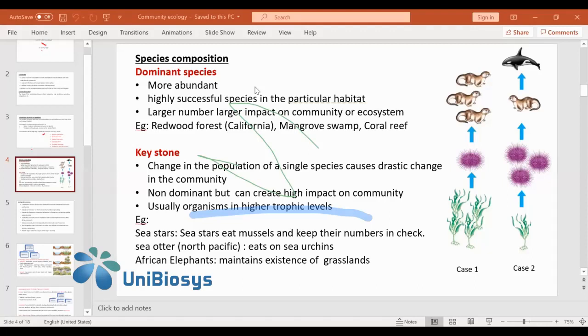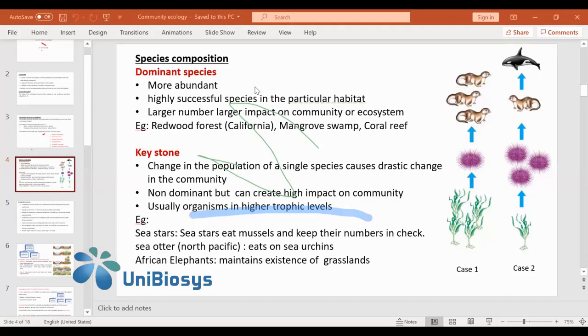And for example, a common example cited, and usually we can see in question papers, is the sea otter. Sea otter is in the North Pacific Ocean. There is a kelp forest. What are kelps? Kelps are like some water plants, isn't it? So they are the primary producers in that North Pacific Ocean. They have a huge vast area of kelp forest in the North Pacific Ocean.